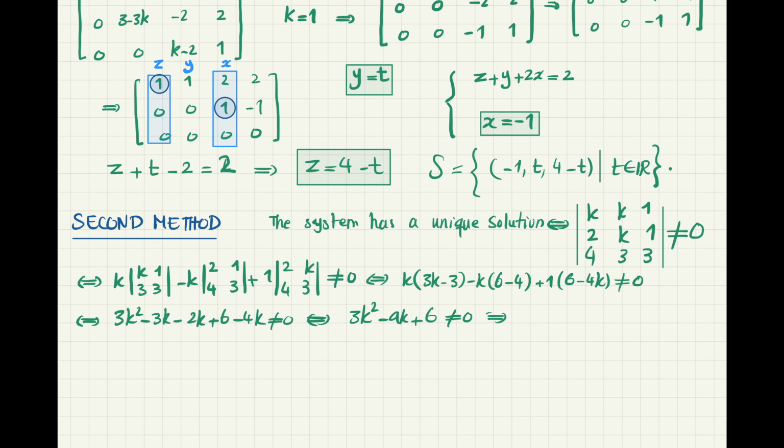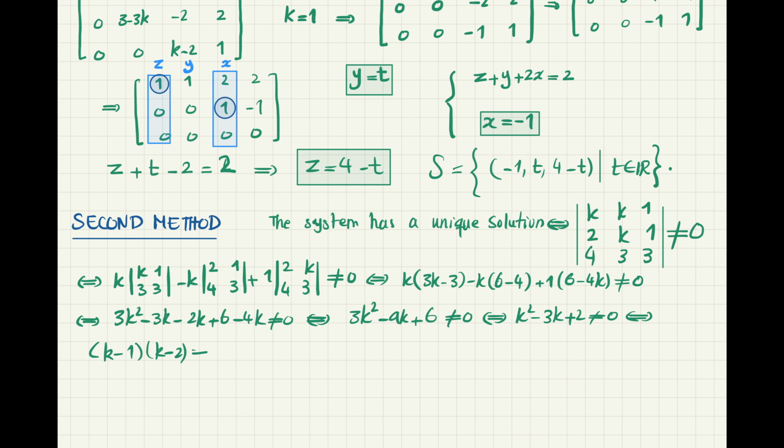If I divide by 3, it becomes this. Of course, you can use the ABC formula to solve that, but I think it's easy to factorize here, so it becomes k minus 1, k minus 2, sorry.